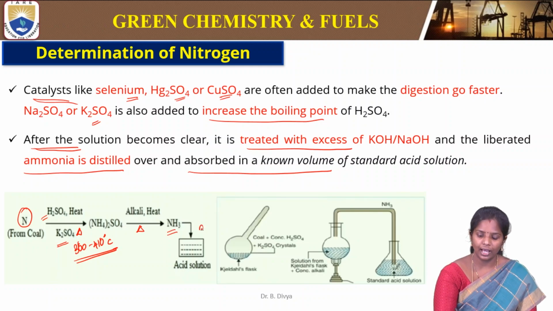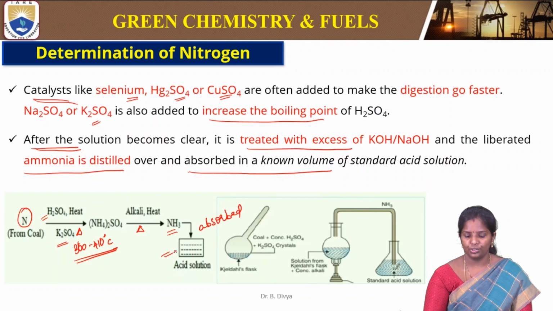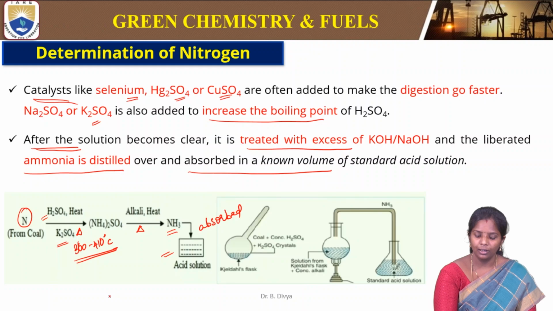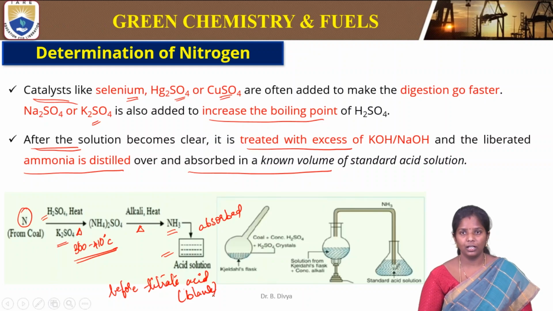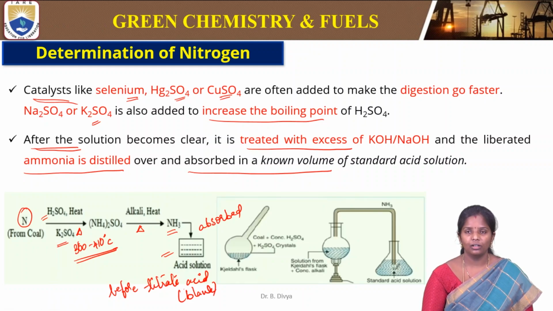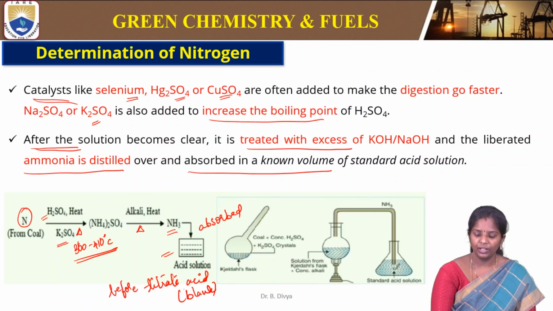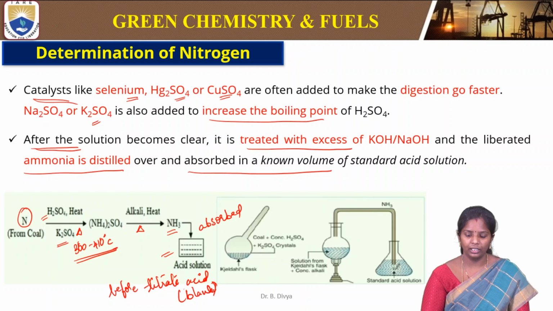This ammonia is absorbed in acid solution. Before absorption, we have to weigh the acid. We have to titrate this acid solution for a blank reading, because there should be a difference before and after ammonia absorption. That is why we need to estimate the blank reading also.